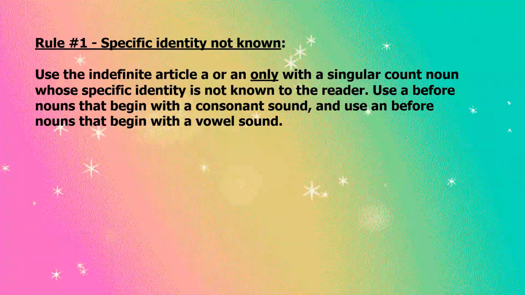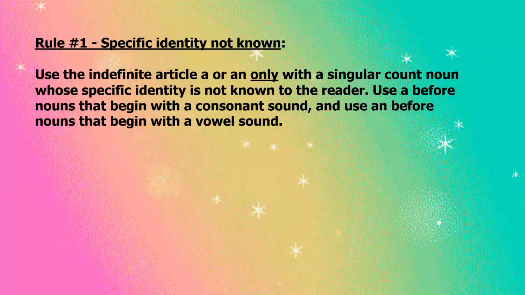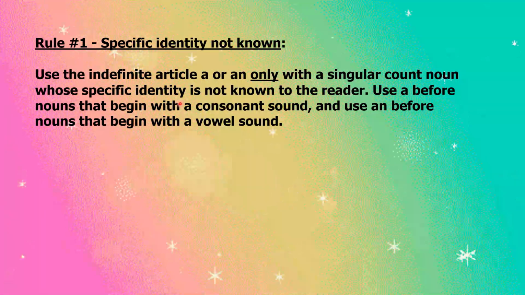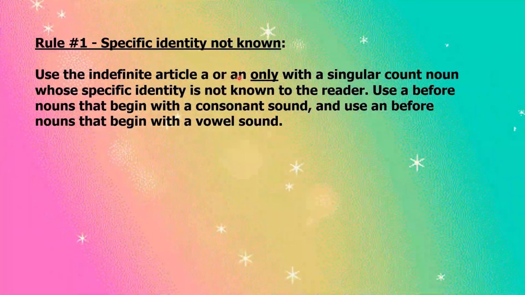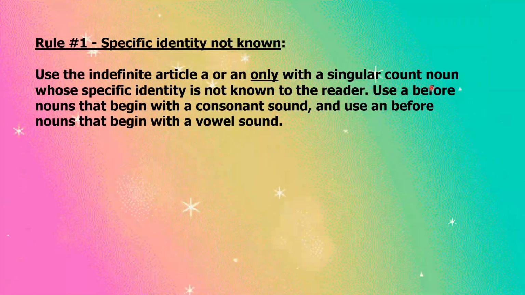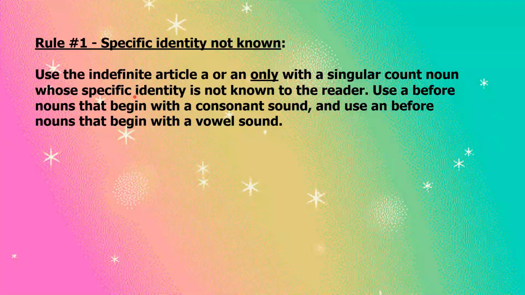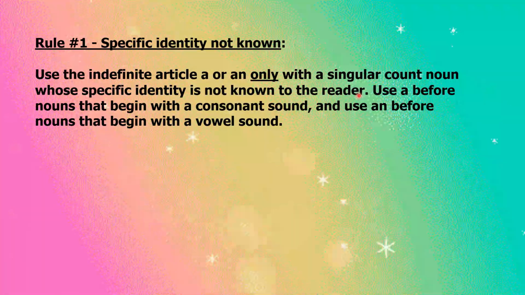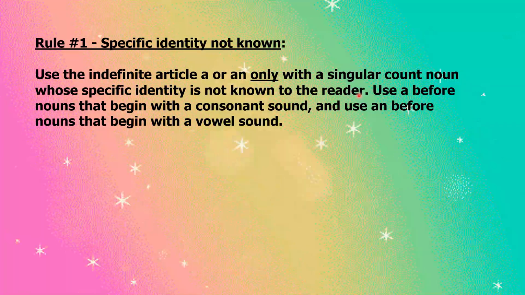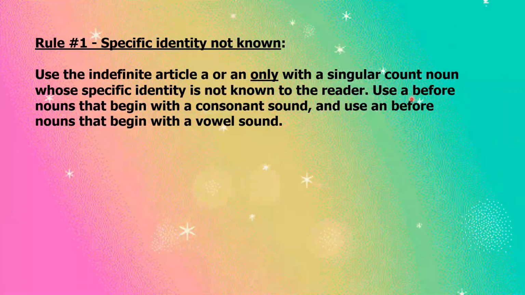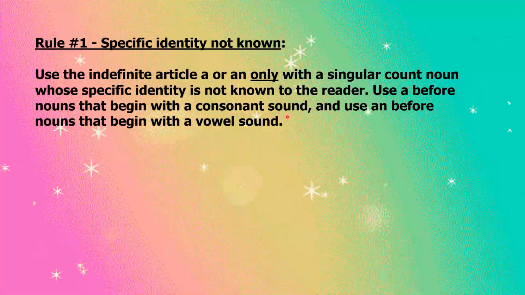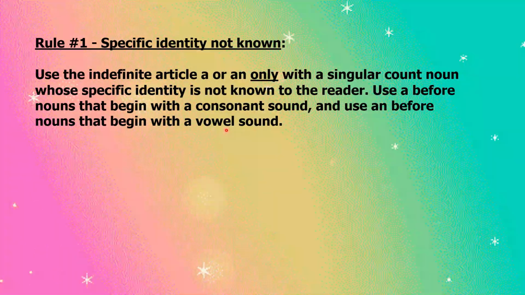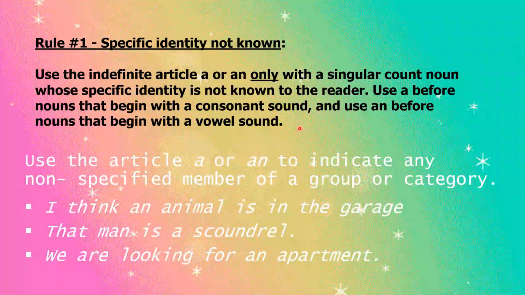Rule number 1. Specific identity not known. Use the indefinite article a or an only with a singular countable noun whose specific identity is not known to the reader. You don't know the object. You use a before nouns that begin with a consonant sound, and use an before nouns that begin with a vowel sound.